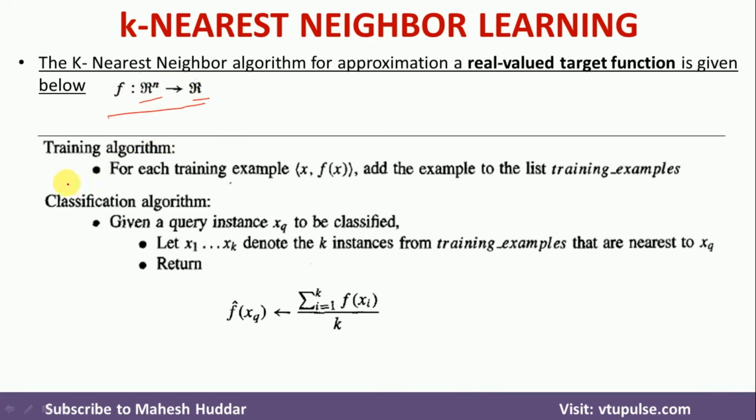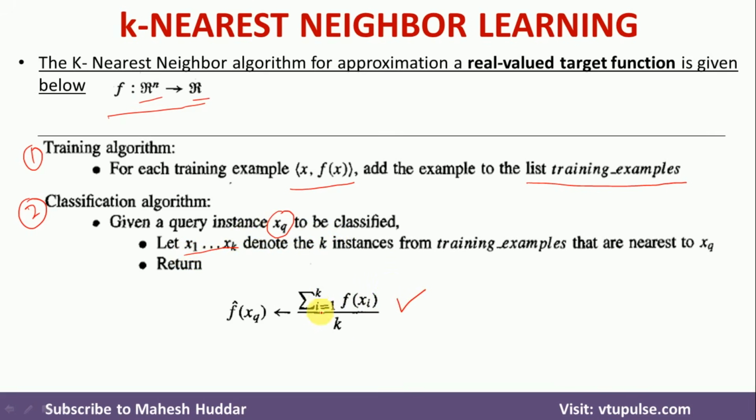Again, we have two possibilities, one is for training and another one is classification. At the time of training, we just save this particular training example into a list of training examples. We don't do anything. Whenever you get a new example to be classified, let us say xq, we go to the classification algorithm. We identify the nearest neighbors, as I said earlier in the previous slide. Once you find the nearest neighbors, we use this equation.